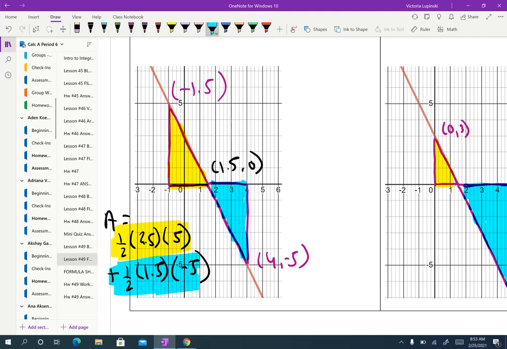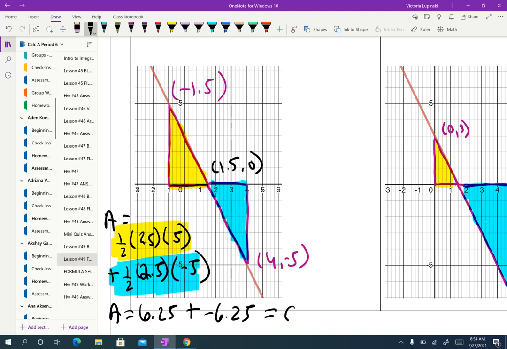So if you go ahead and calculate each of those areas, the yellow, so 1/2 times 2.5 times 5, that is 6.25. If you calculate the blue, 1/2 of, and sorry, that should be a 2.5 there. The distance from 1.5 to 4. Yep, okay. The distance there is going to be -6.25.